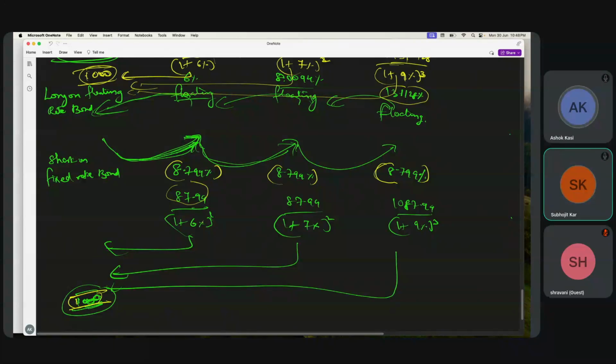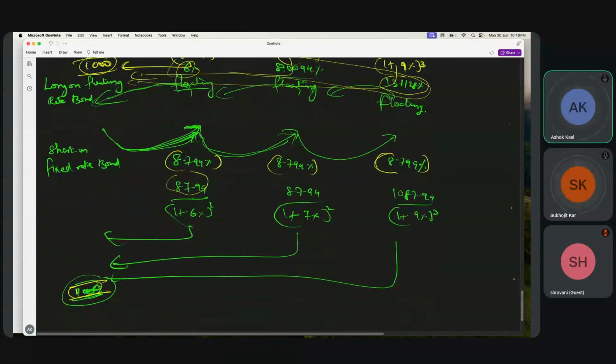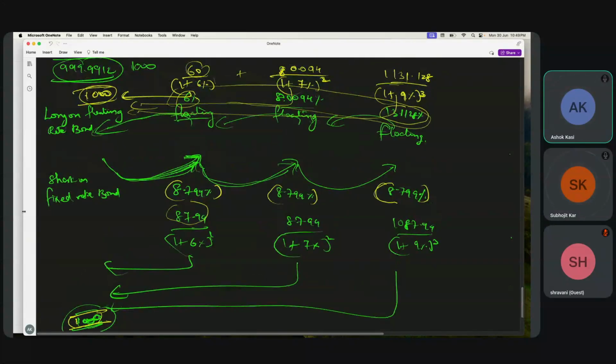From the percentage point of view, because we are adding for different times, 6% is for 1 year, 8.0094 is for 2 years. So you are adding interest rates of different time periods. That's why that difference is coming up, and it will not match. So this is what they have done over here.